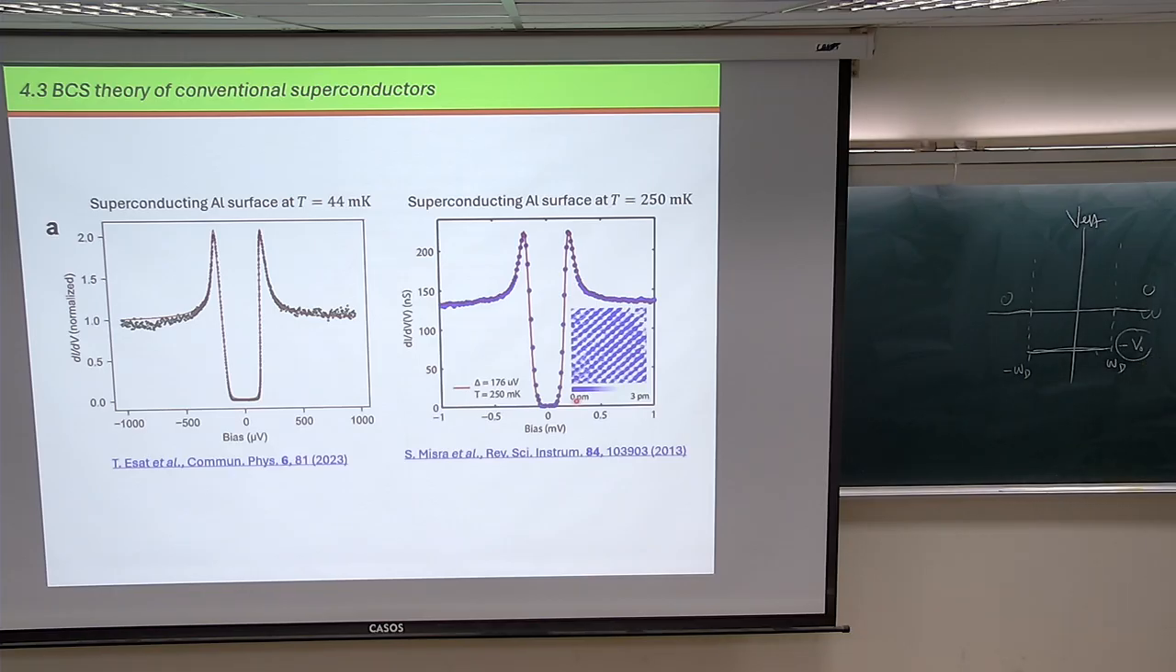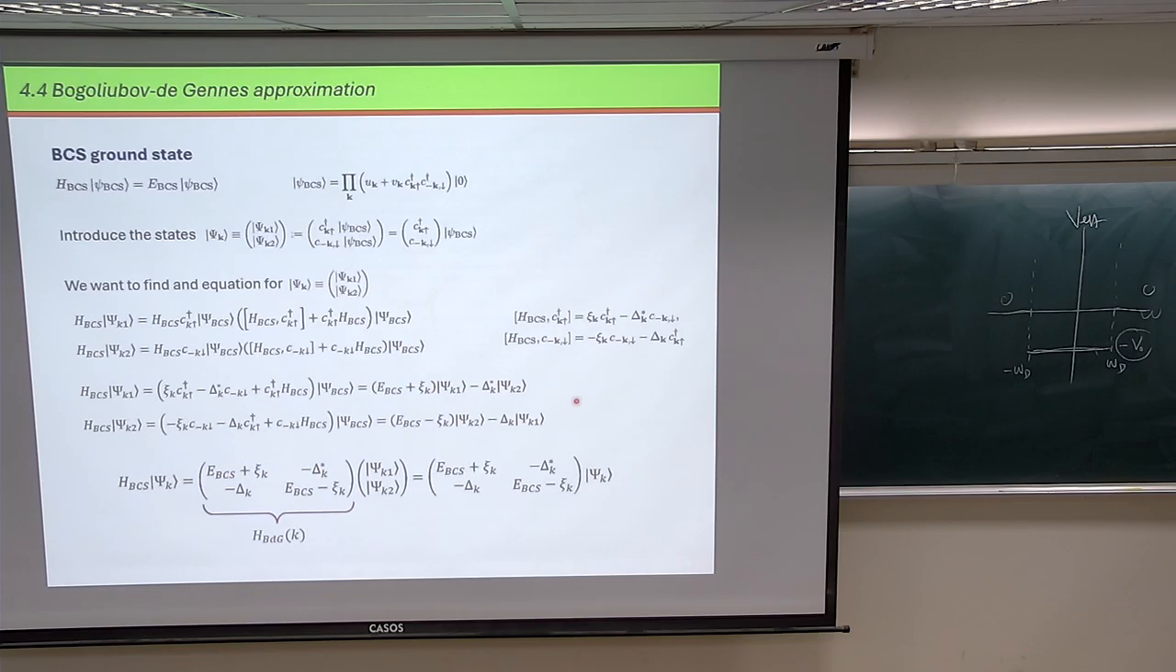Clear? All right, so I will skip a little bit of this calculation. The idea is I show you this BCS Hamiltonian in the representation with the operators that are the electron annihilation and creation operators, also with the Bogoliubov operators.